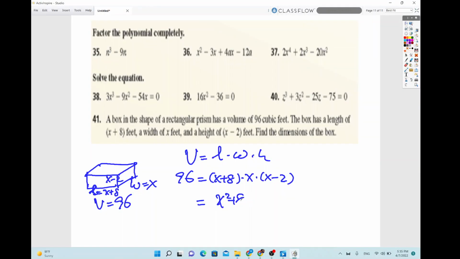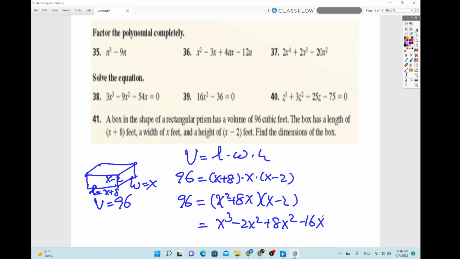So we get x squared plus 8x, let me just fix that, and then that equals 96. So we want to multiply it out. x squared times x is x to the power of 3. x squared times negative 2 is negative 2x squared. 8x times x is 8x squared. And 8x times negative 2 is negative 16x.